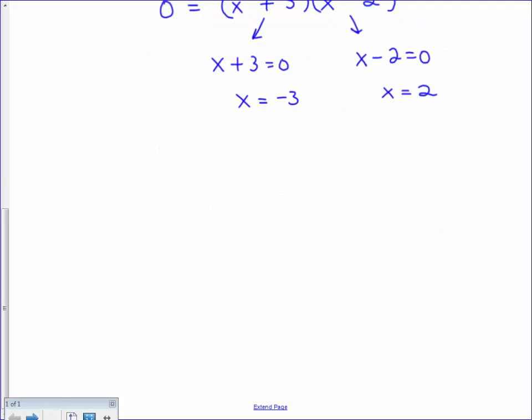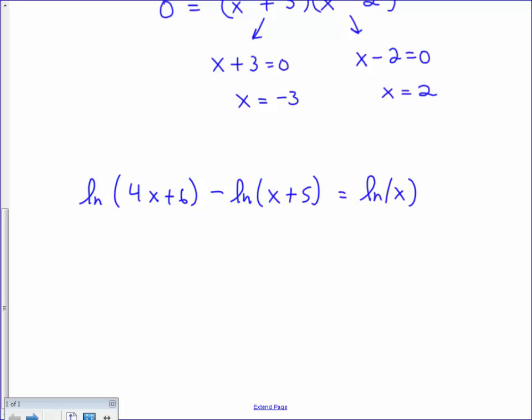Once we have these values, we need to make sure that these values don't make any of the original arguments negative. So in the original problem, we had natural log of 4x plus 6 minus natural log of x plus 5 equals natural log of x. Look at the three arguments here and think about what would happen if we plug in the two values above. Well, the first thing I notice is if I plug negative 3 into just the natural log of x part, I get a negative argument out. So that cannot be a solution, it must be scratched out.